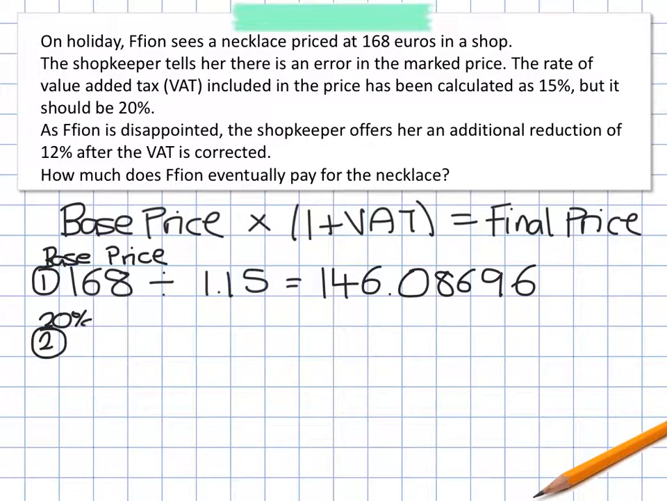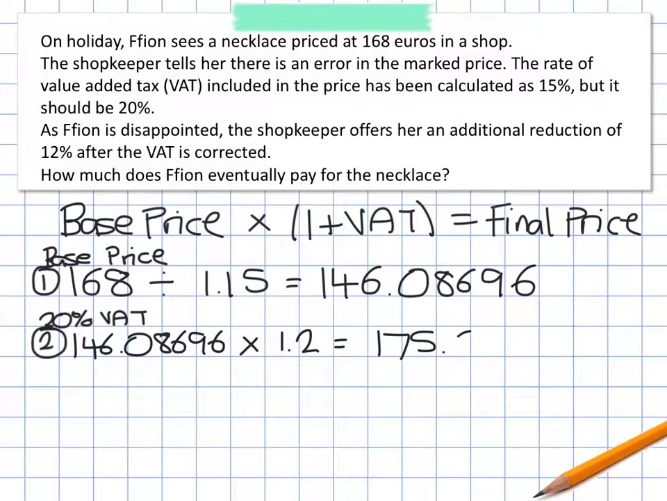Okay, so this is a 20% VAT, so we're looking to see what happens when the VAT is corrected. So I've got my new base price of 146.08696, and I'm going to increase that by 20%. So it's going to be a 1 plus again because it's an increase, so 1.20 or just 1.2. So times that by 1.2. Now I've completed it and I've got 175.30. So that's the price that it would be now that the 20% is being corrected.